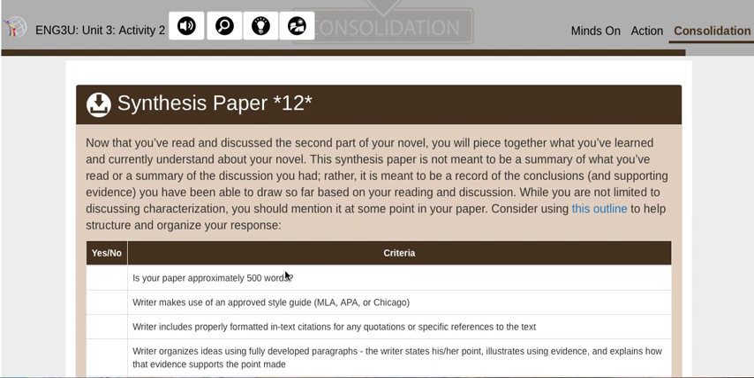Synthesis means, if you think about the Q chart quadrant, the types of questioning you want to ask, synthesis is the highest level. So in this paper, I don't want to know if you know who the characters are. I don't want to know if you know what the conflict is. I don't want to know if you know what the setting is. I want you to start making some connections, okay?